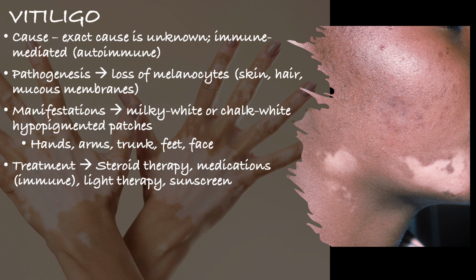In terms of immune, we're really targeting, again, it's immune. Their immune system, they wake up one day and it's like, oh, I don't recognize melanocytes, let's destroy it. We can't stop it from doing that, but we can tone it down. Light therapy works, and sunscreen, because now those areas don't have melanocytes anymore. So we make sure you apply sunscreen in those areas.